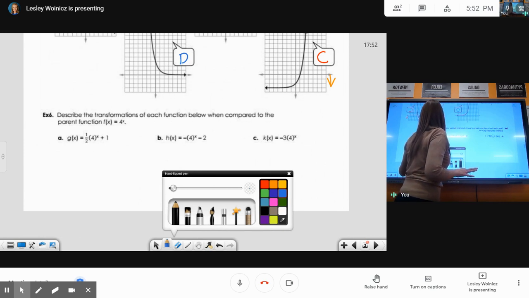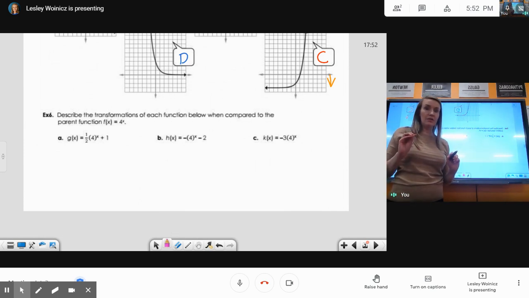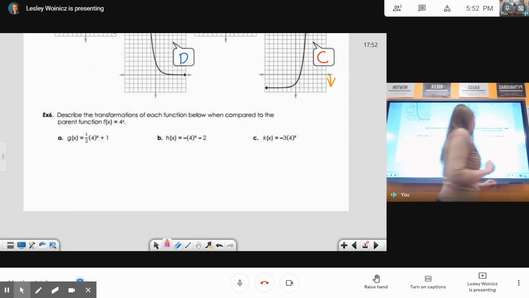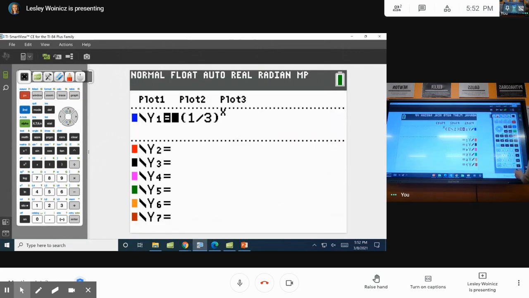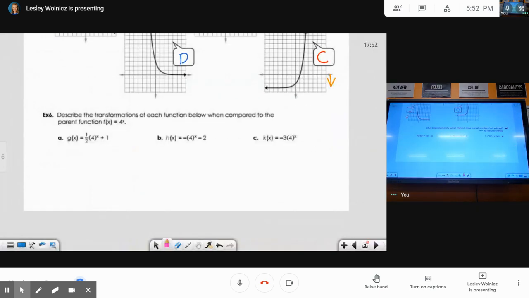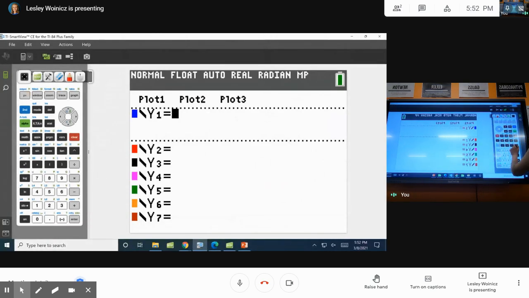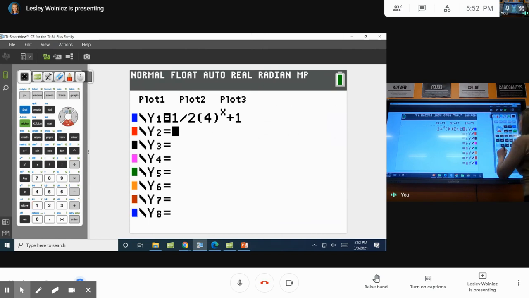Okay, so just don't forget that for these last ones, in order to get a picture of these, we can put them in the calculator. So I'll put one in here for an example. Oops, that's not what I wanted to do. I already forgot what it was. Gosh, I need to go home. 1/4, okay, plus one, okay. 1/2, okay, not 1/4. Okay, clear. 1/2 times 2 to the x power, plus 1. Okay, so that's my transformation, and my parent is going to be red.